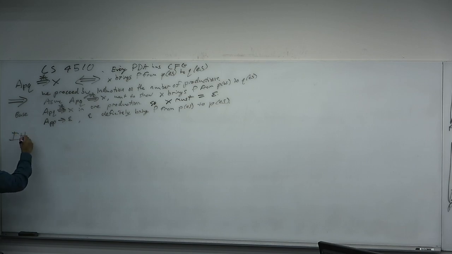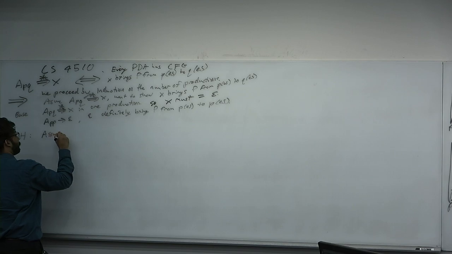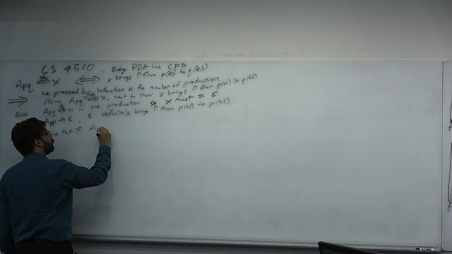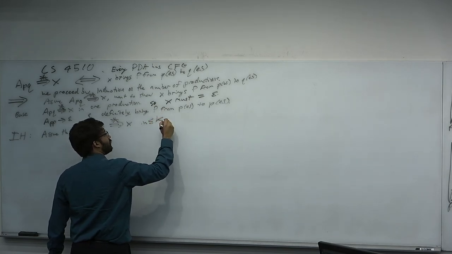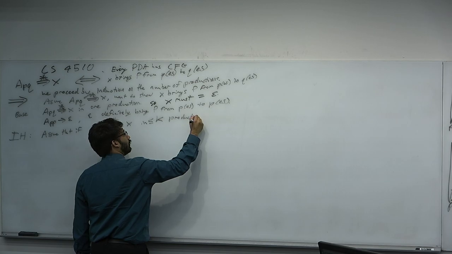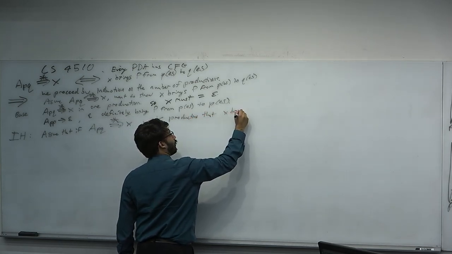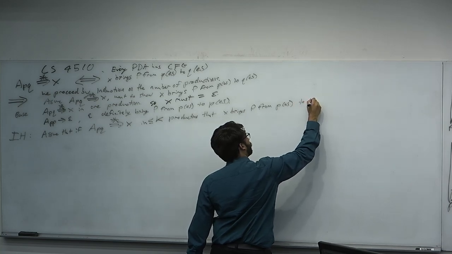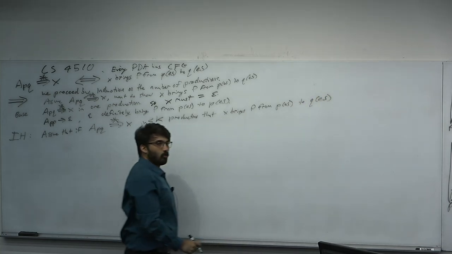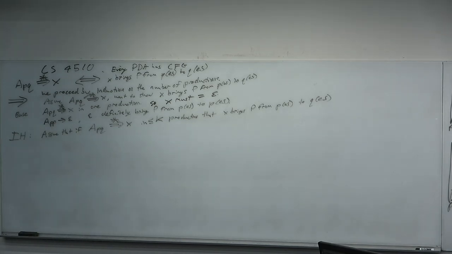The induction hypothesis is going to be what? Assume that if A_PQ produces some string X in less than or equal to K productions, that X brings the PDA from P empty stack to Q empty stack, okay? So assume by strong induction that every non-terminal, every application of up to K productions, produces a string X. Whatever string is produced in at most K productions is also a string that will bring the PDA from P to Q, empty stack to empty stack.